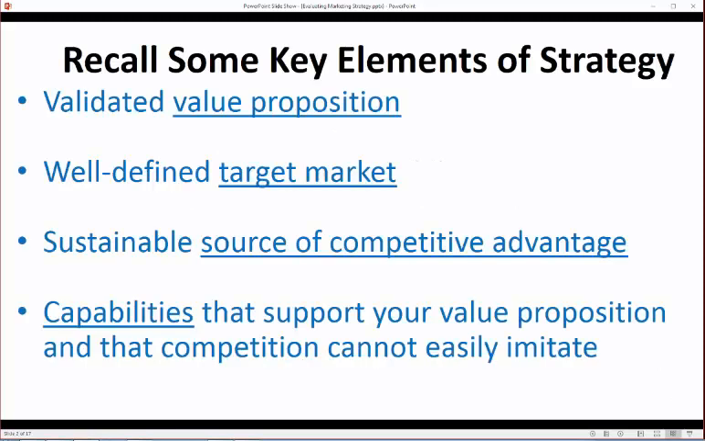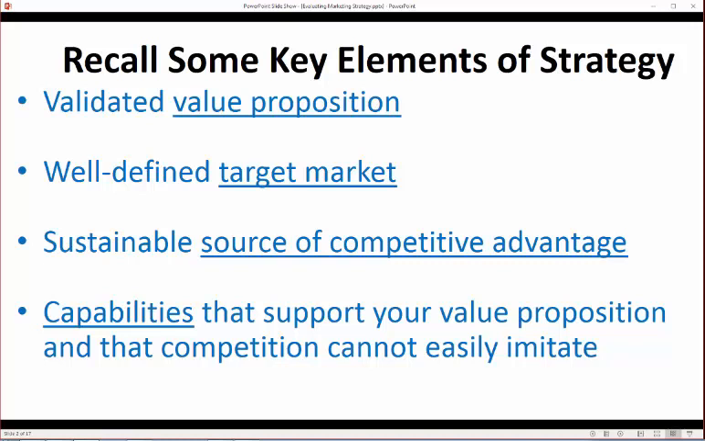So first, recall some of the key elements of strategy. Just in general, every organization needs to have, within a given well-defined target market, some value proposition. Something that is a clear reason or way in which it is solving some problem for a customer, alleviating some problems a customer has, or some aches or pains that they're feeling. We need that validated and clear value proposition. We need that well-defined target market.